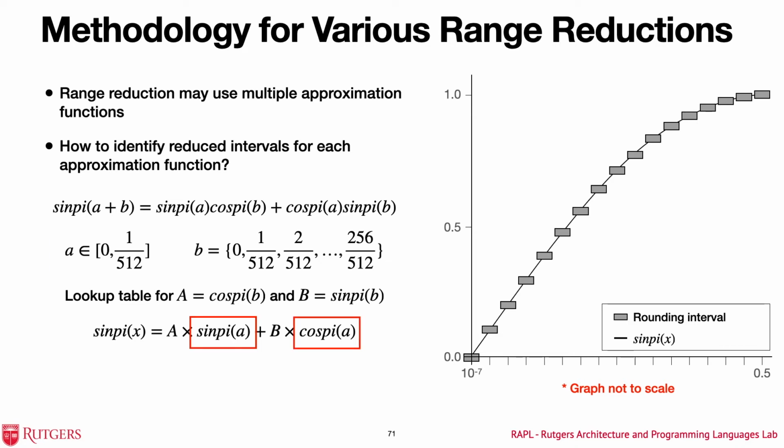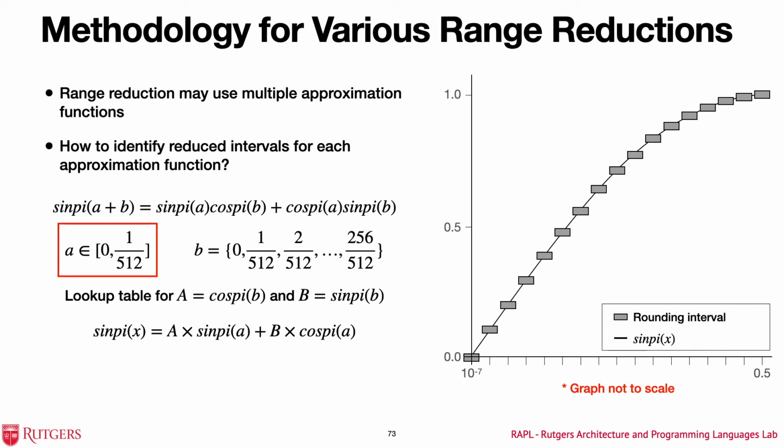Thus, to approximate sine pi of x, we first reduce our input x into the reduced input a, and approximate sine pi of a and cosine pi of a with polynomial approximation. Because our polynomial produces approximations for the reduced input a, we compensate the output with the formula a times sine pi of a plus b times cosine pi of a to produce an approximation of sine pi of x for the original input x. This formula is called the output compensation function.